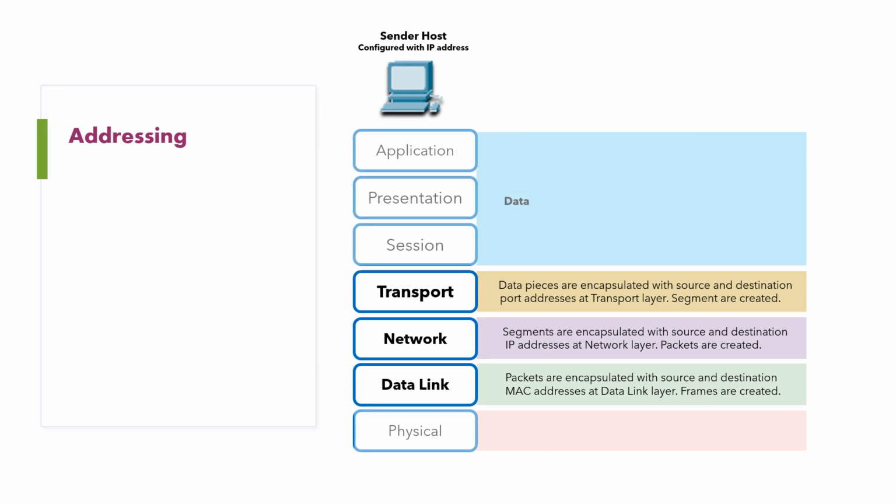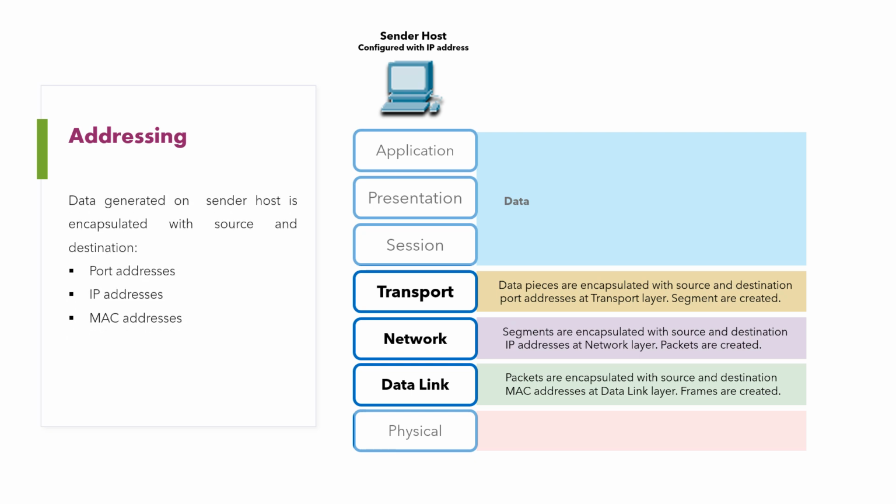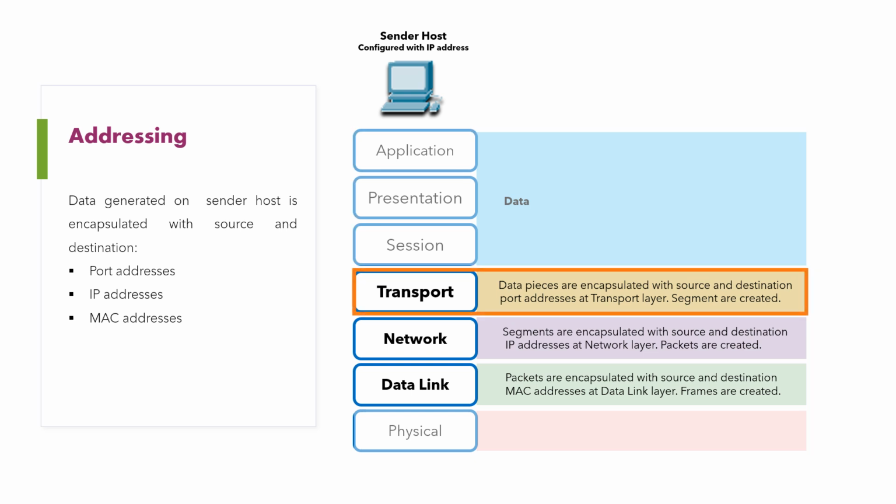Data generated on the sender side will be encapsulated with port addresses, IP addresses, and MAC addresses of the source and destination devices. Upper layer applications will generate data. That data is going to be sent down to transport layer. In transport layer, data is going to be chopped into pieces called segments. Each segment is encapsulated with source and destination port addresses.